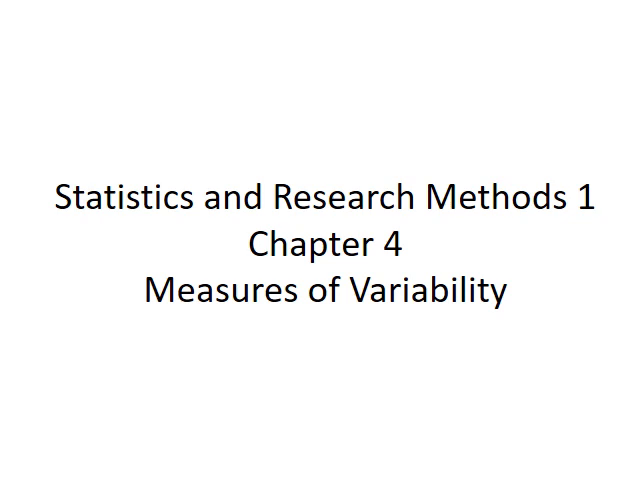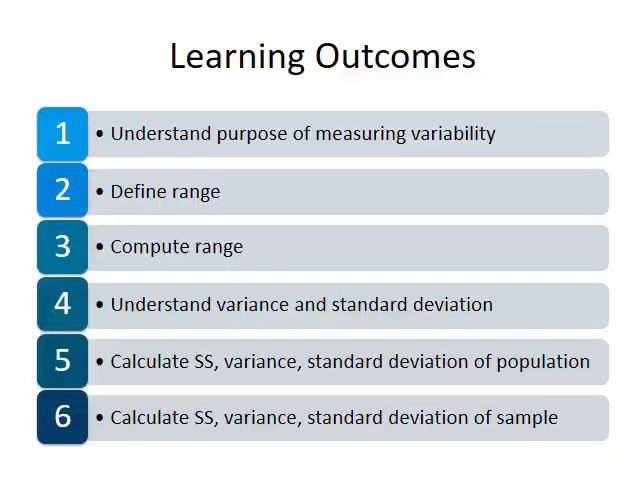All right, welcome to Chapter 4, Measures of Variability. What we're going to be covering in this lecture today is to understand and describe the purpose of measuring variability. We'll talk about ranges, so we'll define what that means and how to compute the range. Then we'll cover understanding variance and standard deviation. And then to close out, we'll calculate the sum of squares, variance, and standard deviation of a population. And then we'll talk about calculating the sum of squares, variance, and standard deviation for a sample.